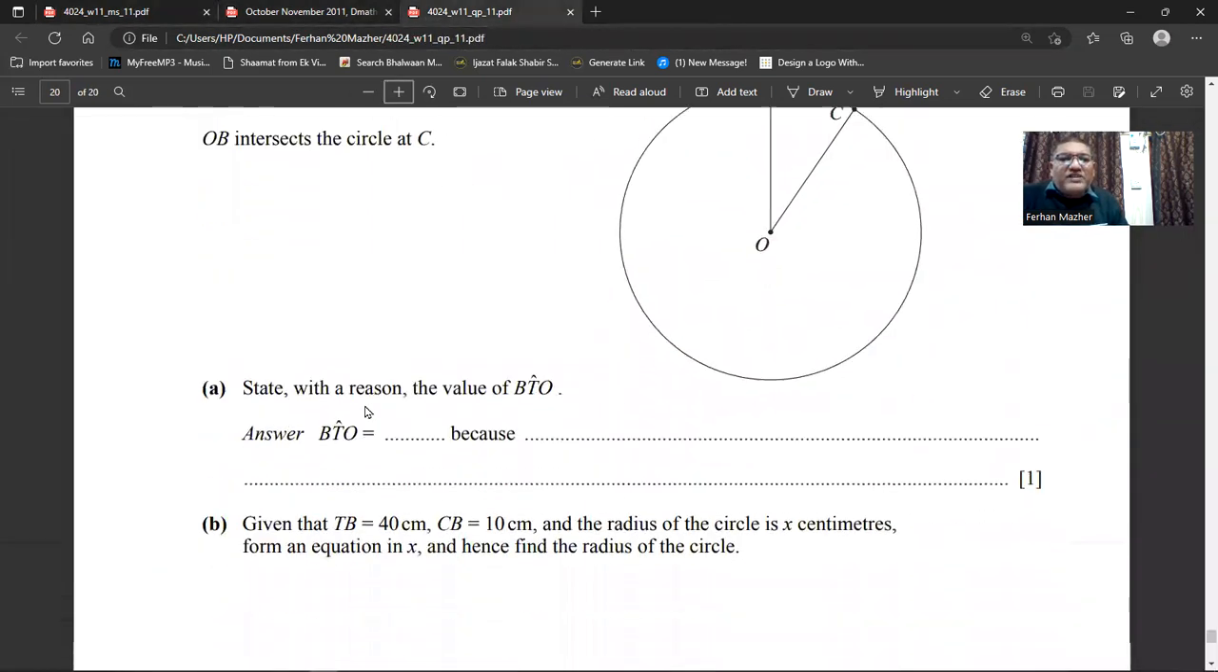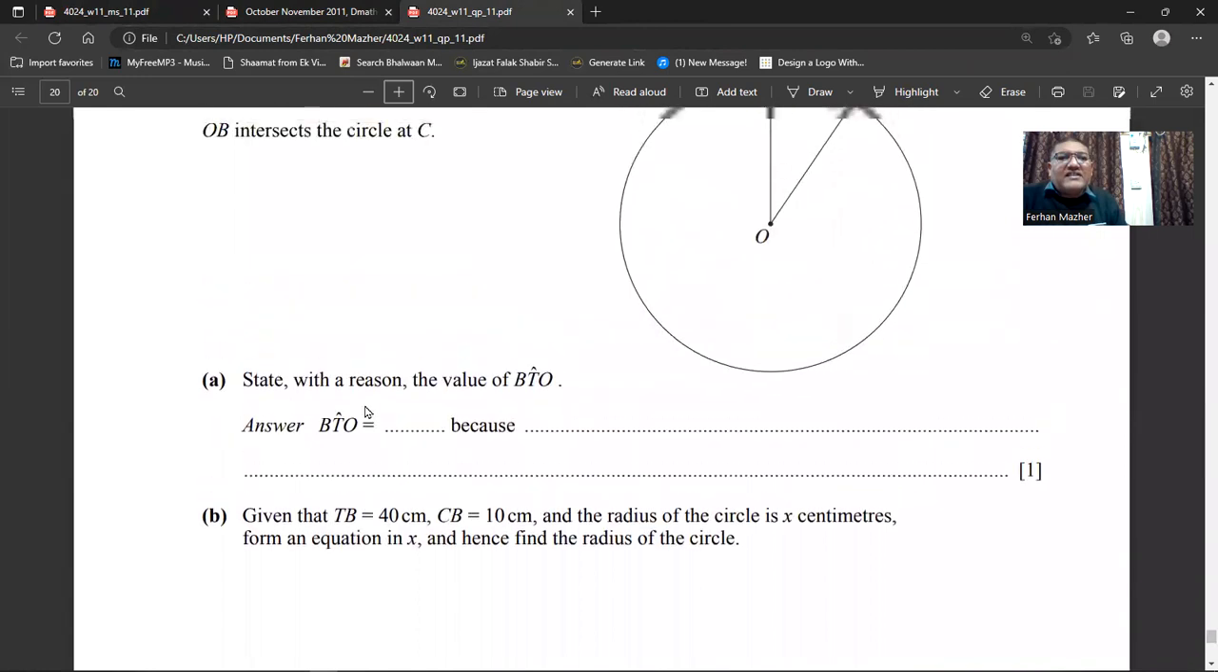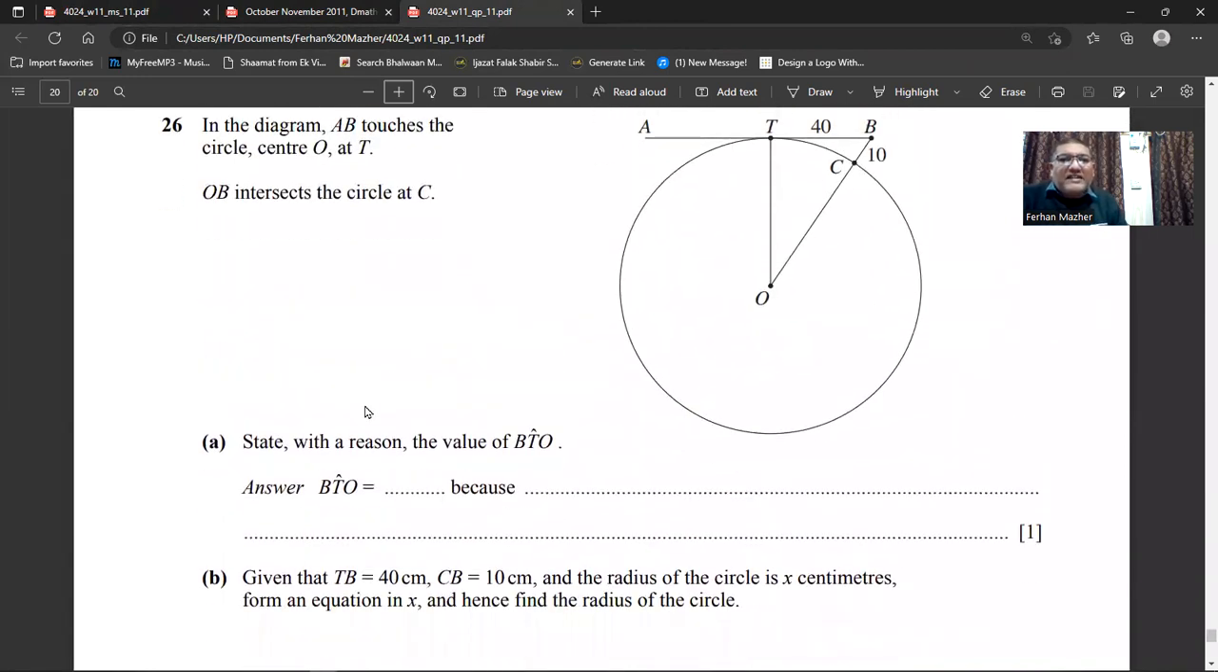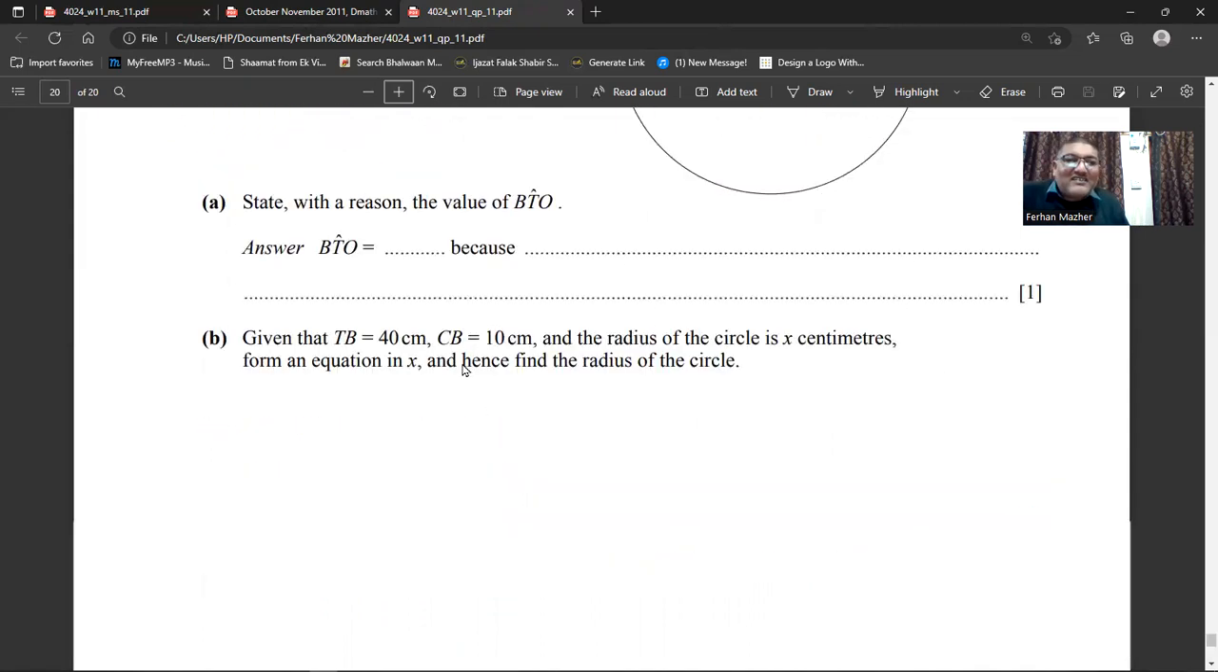Now the question is the B part. It says, given that TB is 40 and CB is 10 and the radius of the circle is X, form an equation in X and hence find the radius. So let's say the radius is X. So OT will be X, OC will be X. This is X, this is 40, this will be X plus 10. It's a right angle triangle, so you will apply the Pythagoras theorem and you can find the value of X.